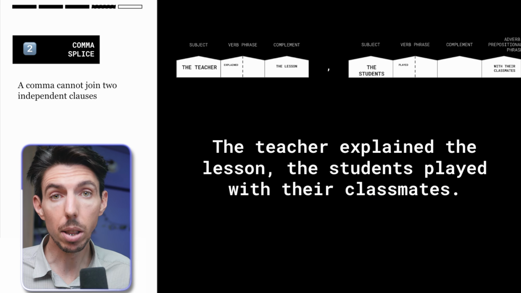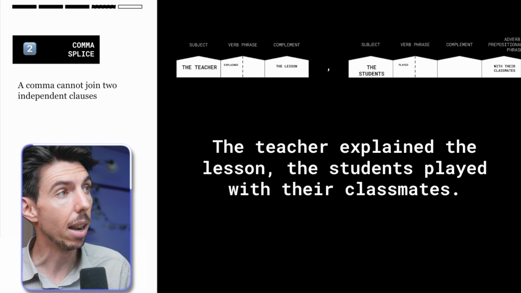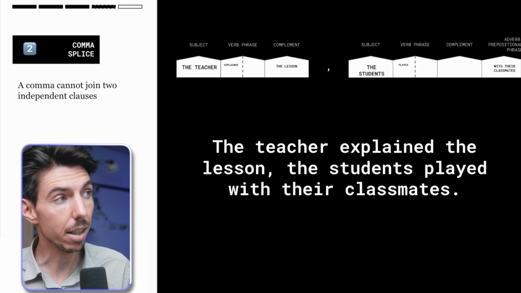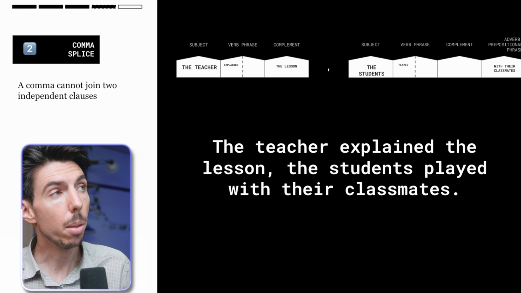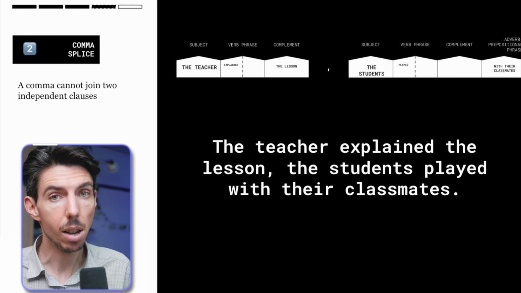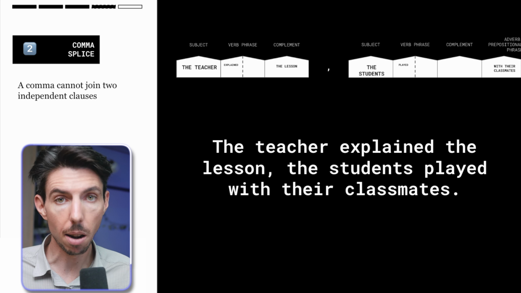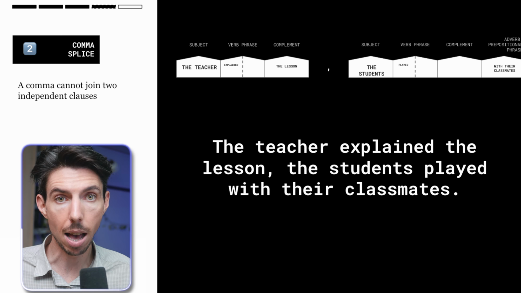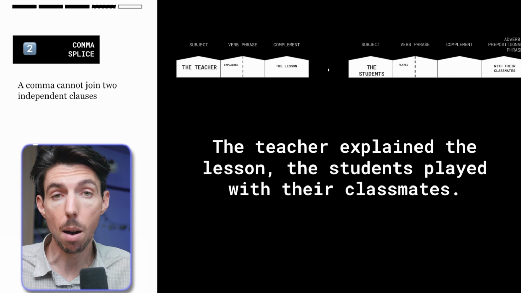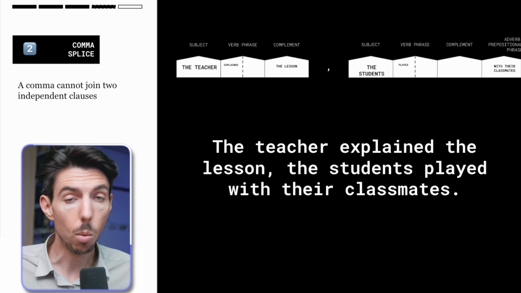The second mistake that we looked at is the comma splice, or the run-on sentence. So here's the example. It said, the teacher explained the lesson, the students played with their classmates. What's wrong here? Well, the problem here is that a comma cannot join two independent clauses. If you go back to the lesson we did on punctuation, you might remember that. A comma has no grammatical powers at all. A comma is basically just a pause in speaking. So you cannot join two independent clauses with a comma.